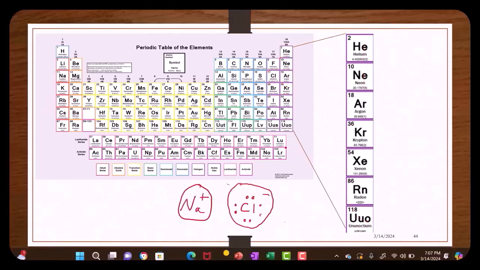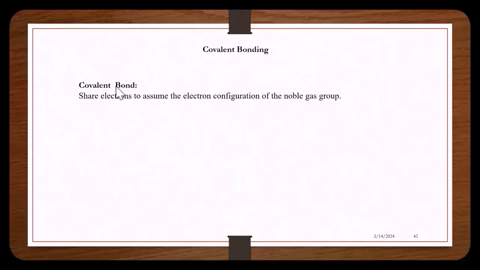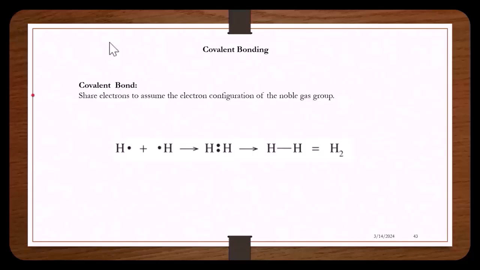So the ionic bond would look like this, where no electrons are shared, but there is an electrostatic attraction. Let's move on to covalent bonds. Covalent bonds share electrons to assume the electron configuration of the noble gas. A good way to describe a covalent bond between 2 atoms is with the simplest atom, hydrogen.